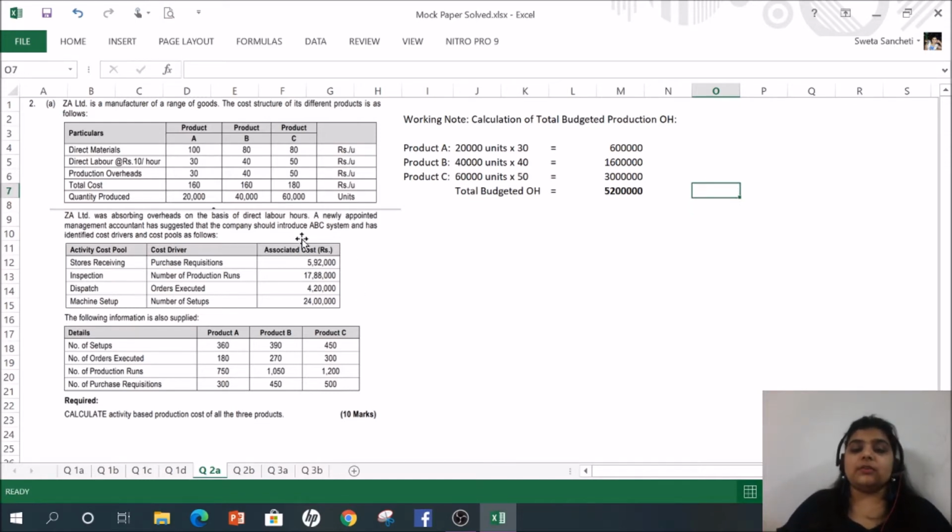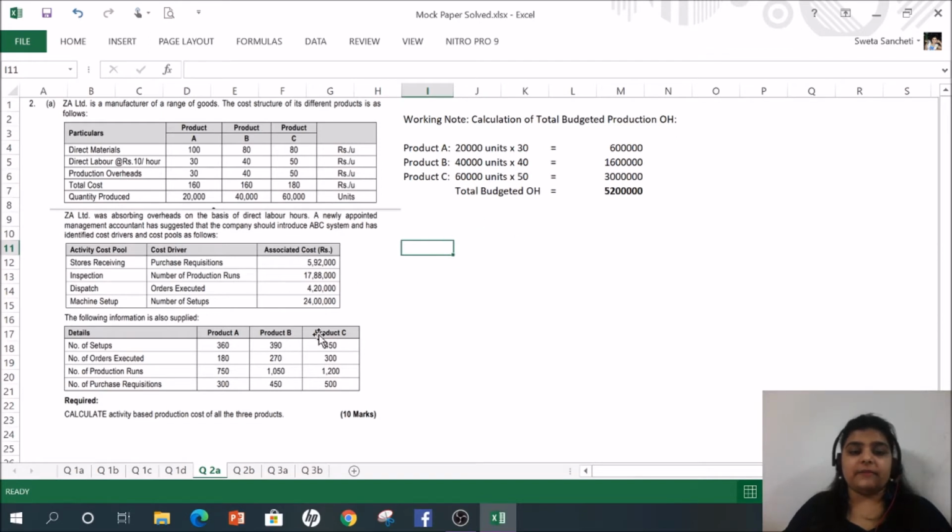Ma'am, what if this is not equal to 52 lakhs? If it is not equal to 52 lakhs, we'll have to find out the difference, and that difference we will again distribute on the basis of labor hours, giving a note that this is the difference between our budget and the associated cost, which is the details which are given, and that is why the remaining is assumed to be bifurcated or distributed on the basis of direct labor hours.